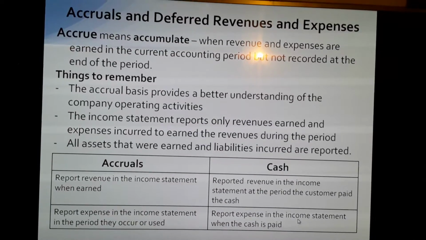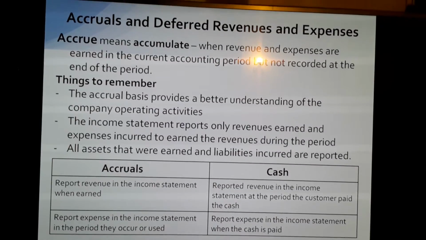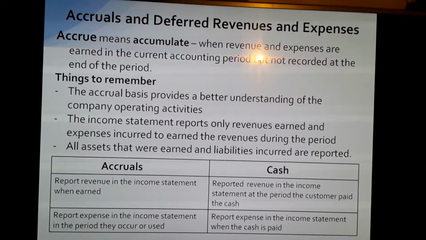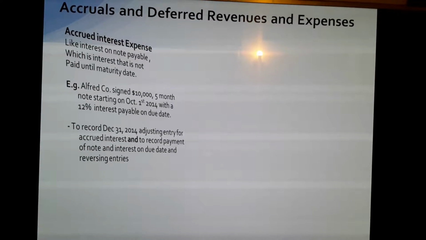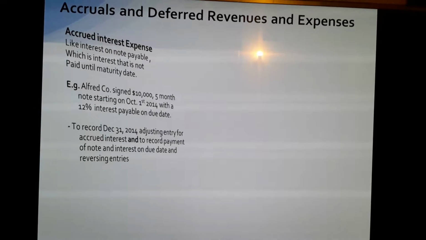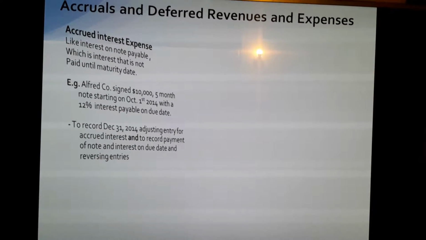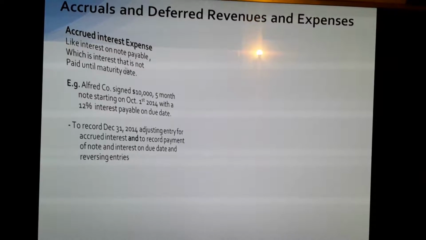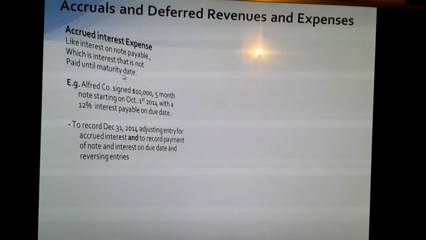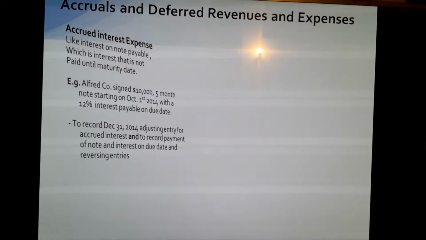So these are some critical items that people need to understand. Otherwise, your accounting method is going to be questioned. Okay, I'm presenting some examples as we go on. This one is with accrued interest expense, like interest on notes payable, which is interest that is not paid until the maturity date. So here there is a postponement.